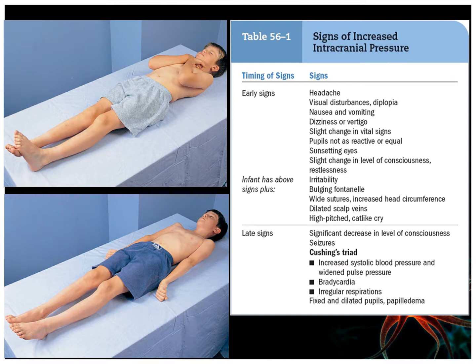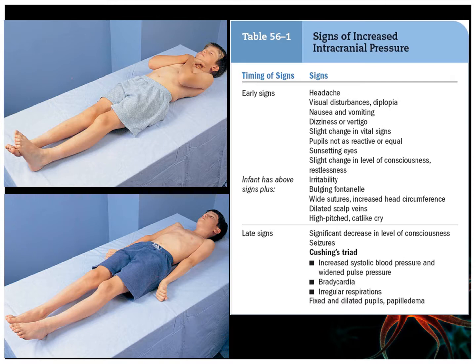This is a power-packed slide. First, I want you to look at that table that I put on there. It's signs of increased ICP. So I want you to look at the early signs and then look at the ones that are specific for the infant. Irritability, bulging fontanelle, wide sutures, dilated scalp veins, high-pitched cat-like cry. Oh, these are important things to know.